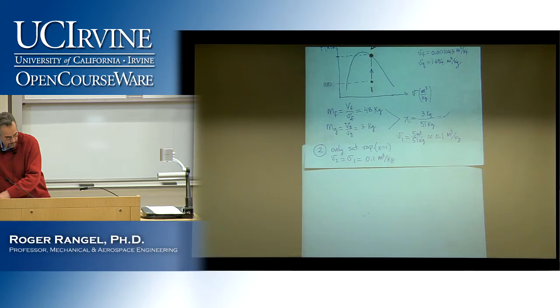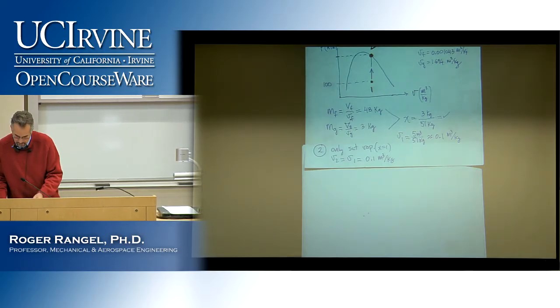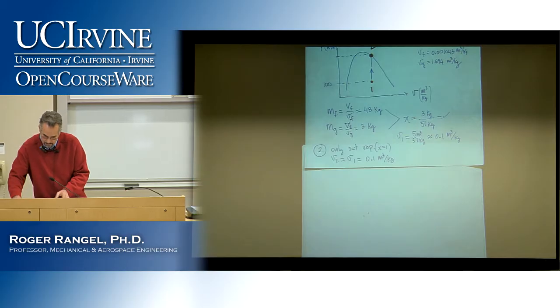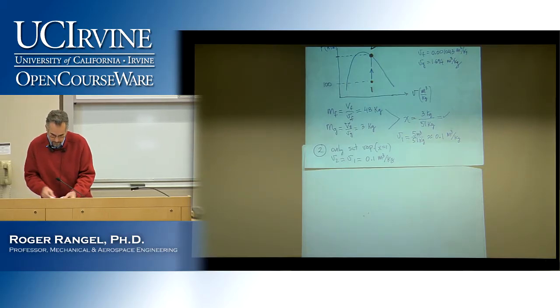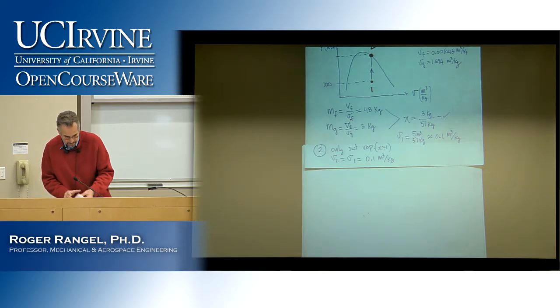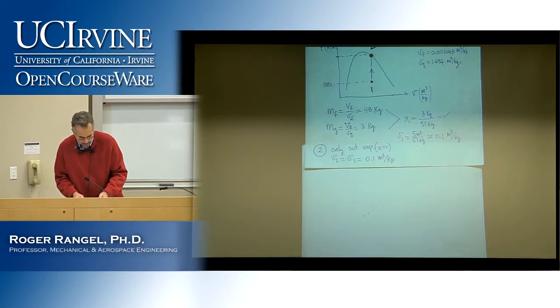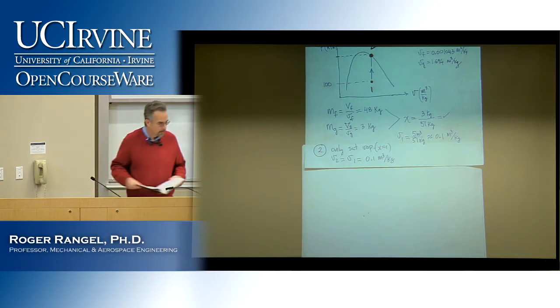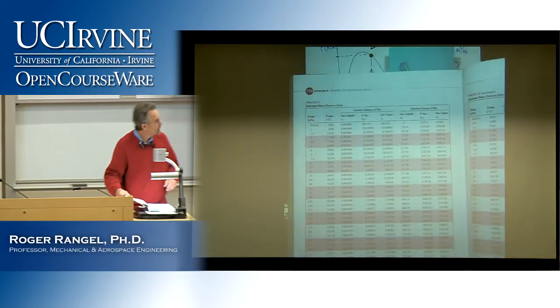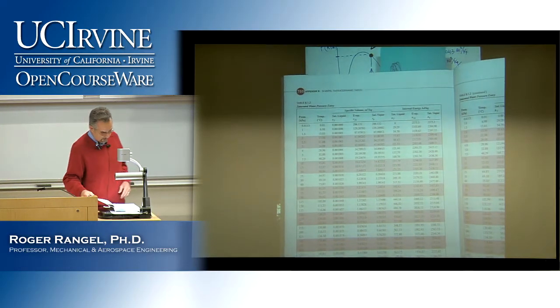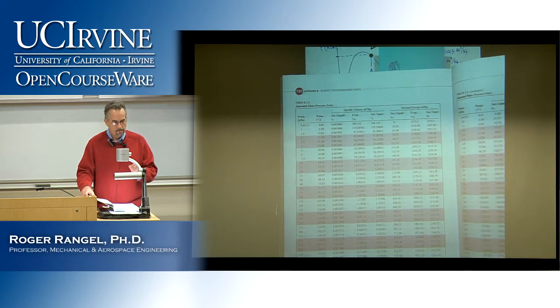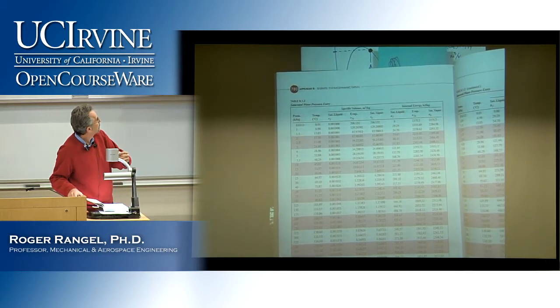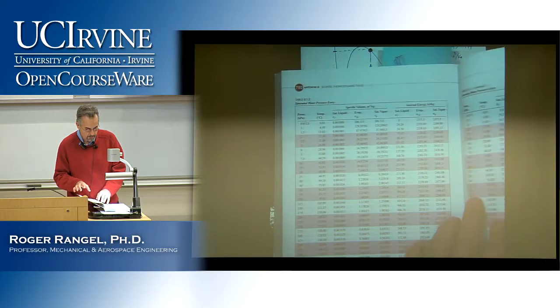I want to show you this because you might have to do an interpolation. So if we go to the table, I'm going to go to the saturated pressure table. And what should I be looking for when I go to this table? What should I be looking for?